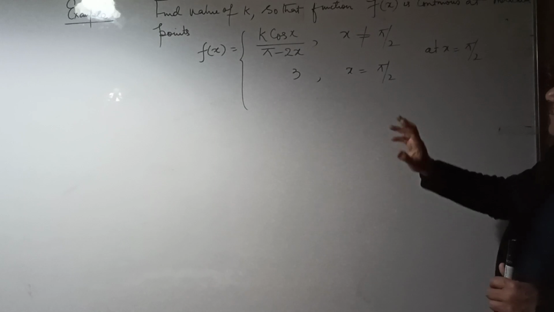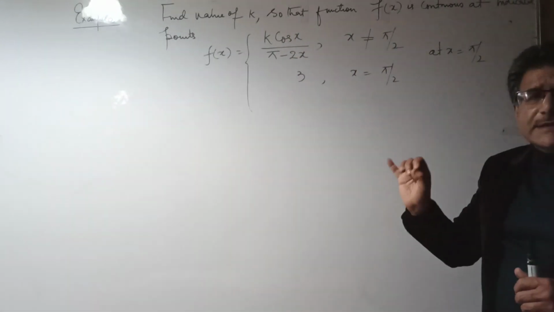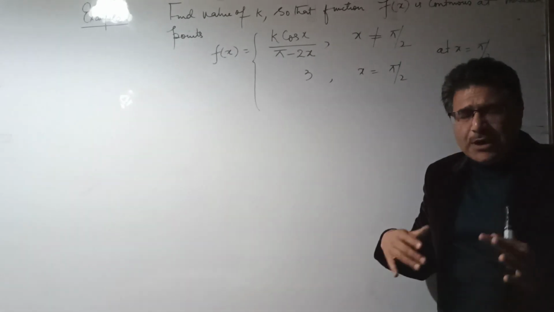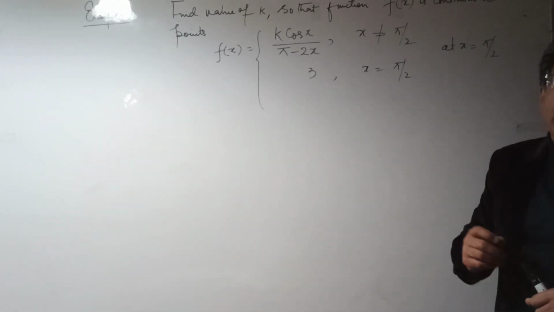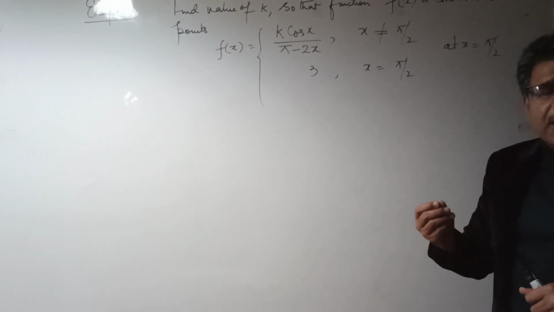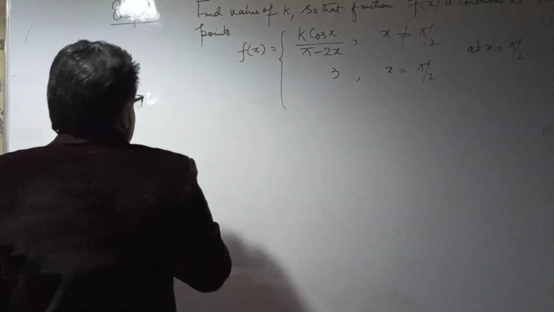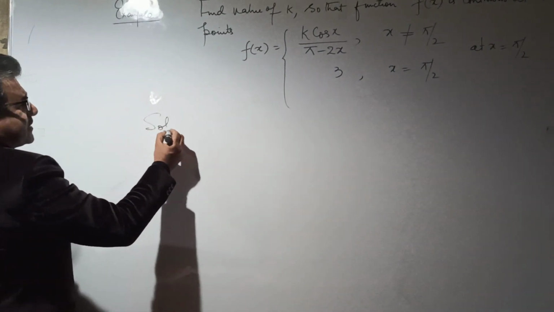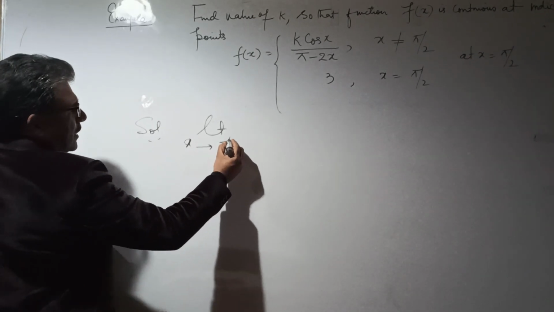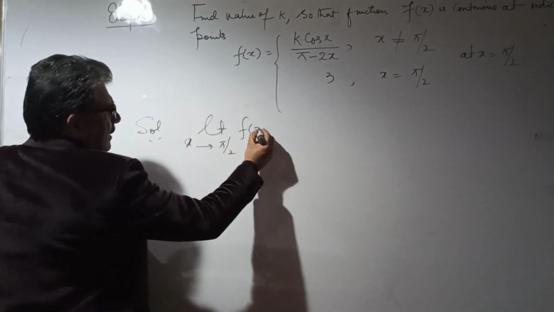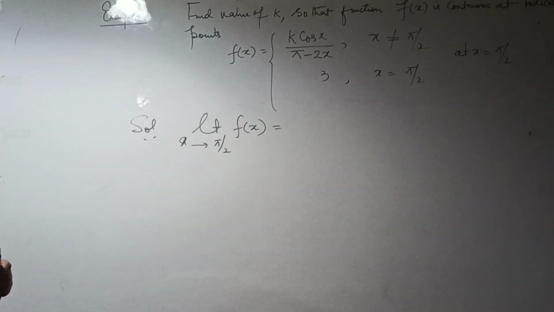So the question is, we have to find the value of k so that this function is continuous at x is equal to pi by 2. So it is given that it is continuous at x is equal to pi by 2 and we have to find the value of k. Now how to find the value of k? I will tell you the solution. First of all, you find limit x tends to pi by 2 of f(x). Because we know when the function is continuous, its limit and the value are same. So first of all, I will find the limit.